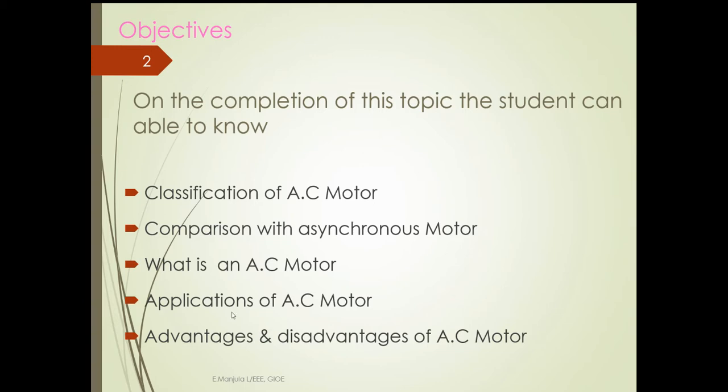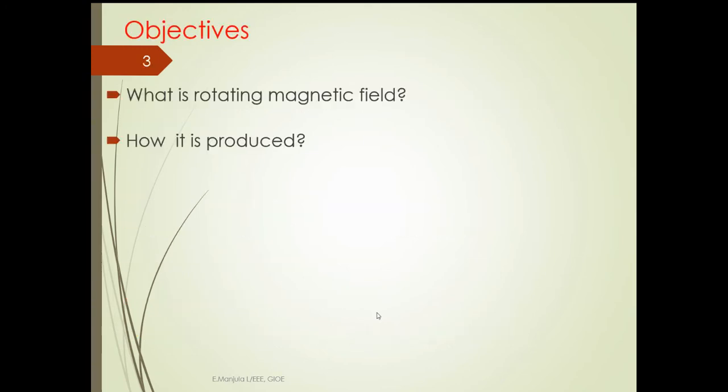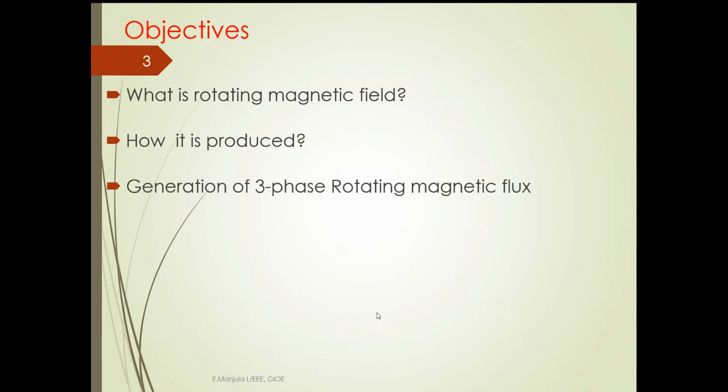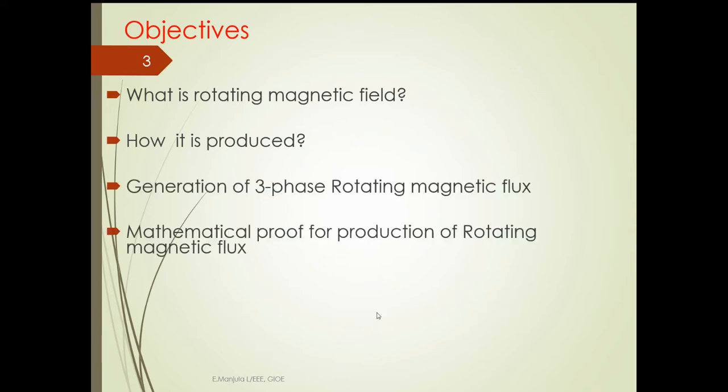Though we may not have AC motors in the syllabus, we should know about them so that we could get an idea. And what is a rotating magnetic field, how it is produced, generation of a three-phase rotating magnetic field, and mathematical proof for the production of a rotating magnetic flux. This rotating magnetic field, we have already used this word in induction motor, and we will see how actually the rotating magnetic field is produced.